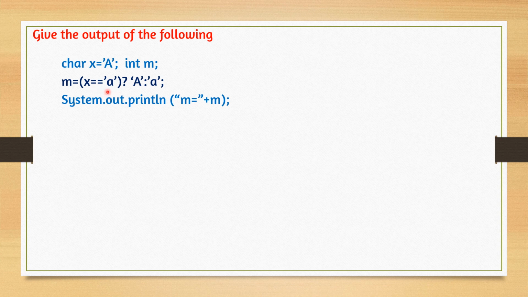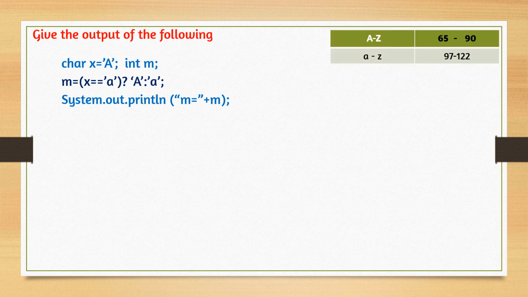Answer is wrong means the second answer will go to the variable m, and second answer is A. Now look at the data type of m. It is int, so we cannot store a character in m. That means ASCII code of small a will go to m. ASCII code of small a to z is 97 to 122. That means ASCII code of a is 97, b is 98, like that.